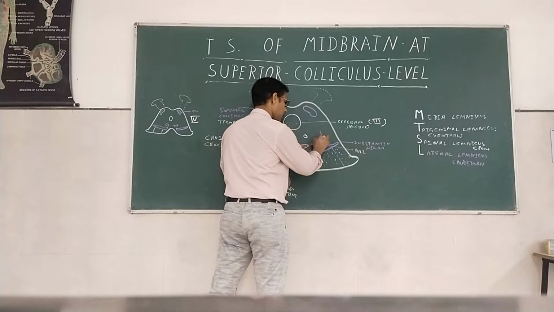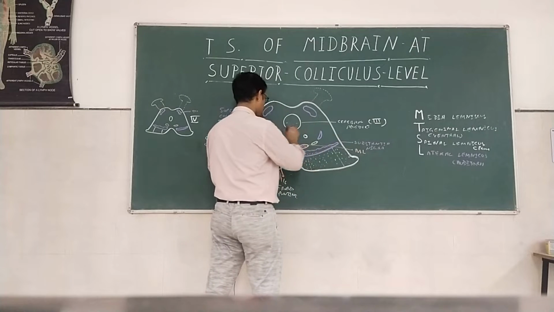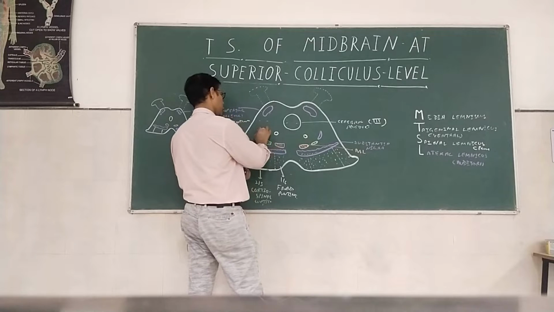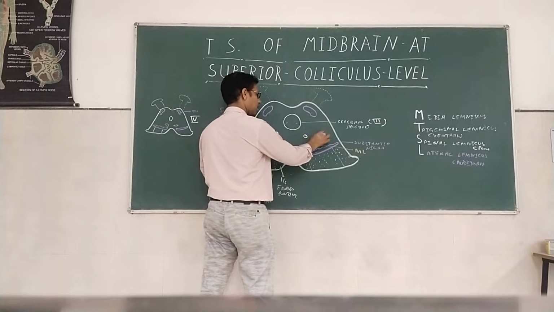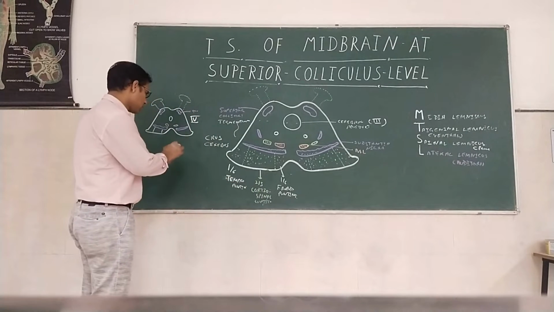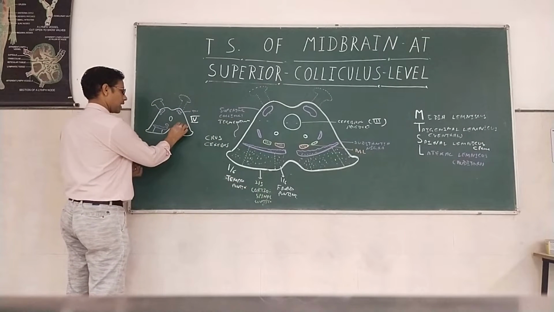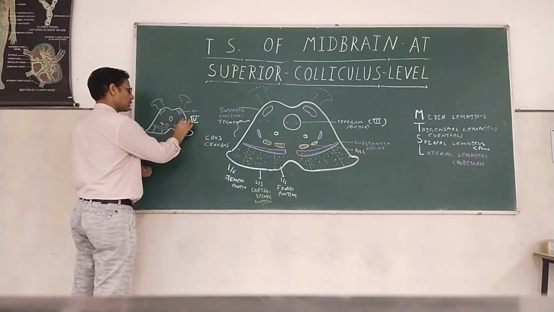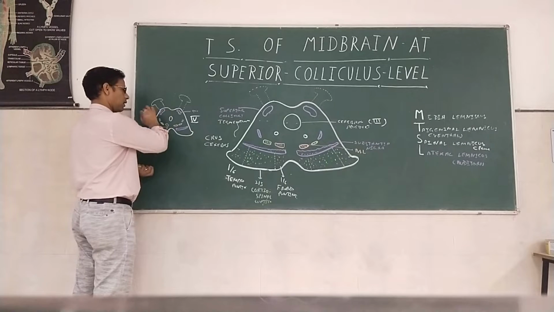The third one, an important one, is the spinal lemniscus. The spinal lemniscus is concerned with the pain pathway and the temperature pathway, and the medial lemniscus is concerned with proprioception. Three things are similar here: the ventral trigeminothalamic tract, and then this is the spinal one.